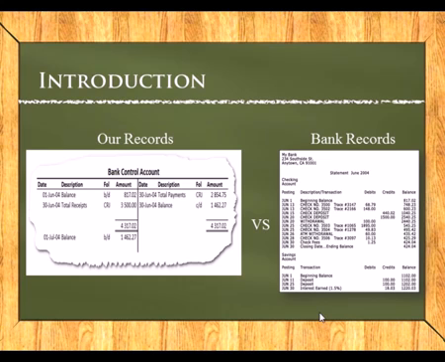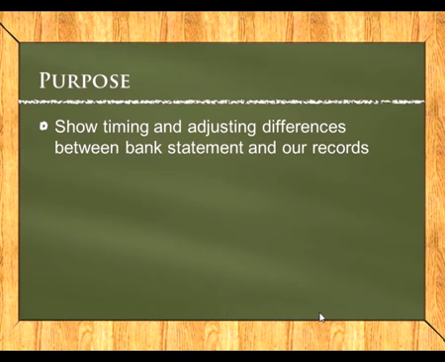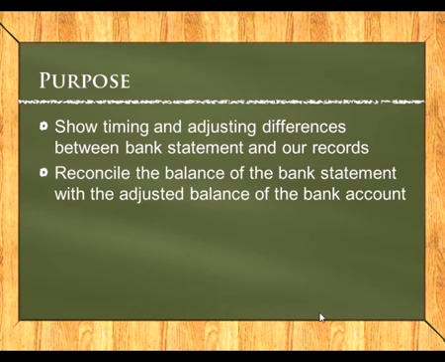And all our payments which appear on the credit side on our bank control would appear as debits on the bank statement. So if we think then about the bank reconciliation, its purpose would be to show the timing and adjusting differences between the bank statement and our records. Simple things like bank charges, which we'll only find out about once the bank has actually charged at the end of the month. And then to also reconcile the balance of the bank statement with our adjusted balance in the bank account in the general ledger.